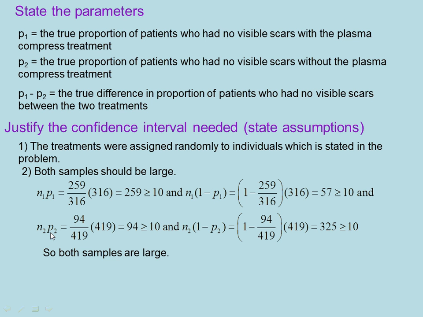Now, the second situation that we had was with those people without the plasma compress treatment. The p-hat in this one was 94 out of 419 times the 419, which is n. That got us 94, which is definitely greater than, well, greater than or equal to 10. And likewise, n2 times q2, the complement of p times n, gets us 325. So when all 4 of these are greater than or equal to 10, therefore our samples are large enough.